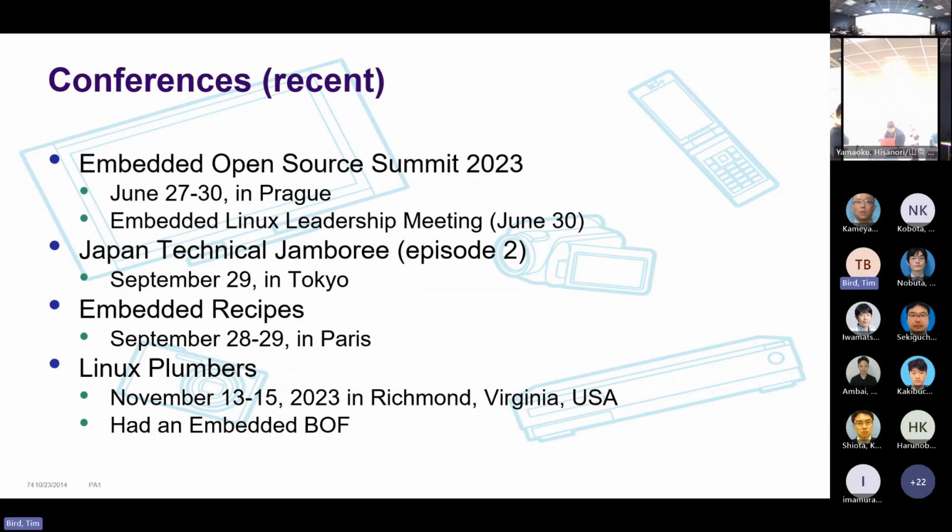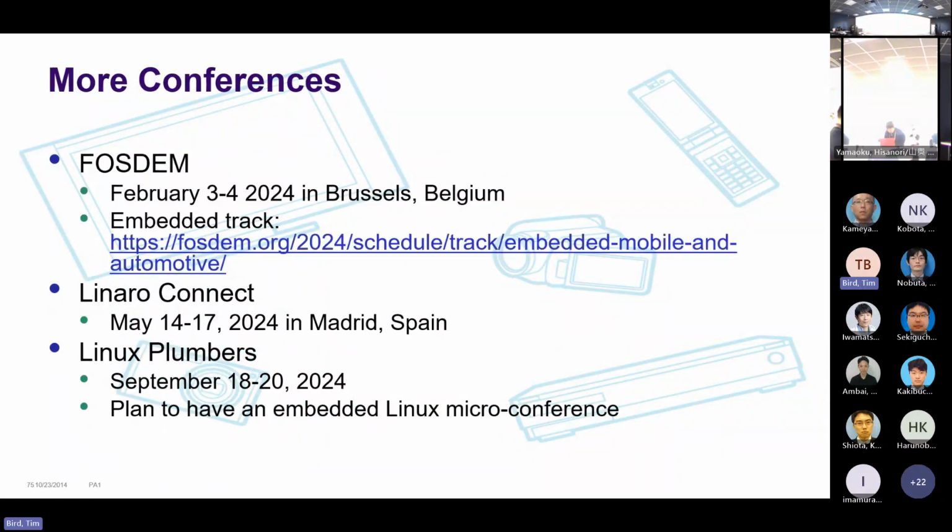And then here's some of the other events that have happened. We had Embedded Open Source Summit, and the Japan Technical Jamboree; the first one from episode 2, phase 2 of the Japan Jamboree was September 29th. We had Embedded Recipes, Linux Plumbers, where we had an embedded BOF, and FOSDEM had a nice embedded track. Linaro Connect is coming up in May, and Plumbers is coming up in September.